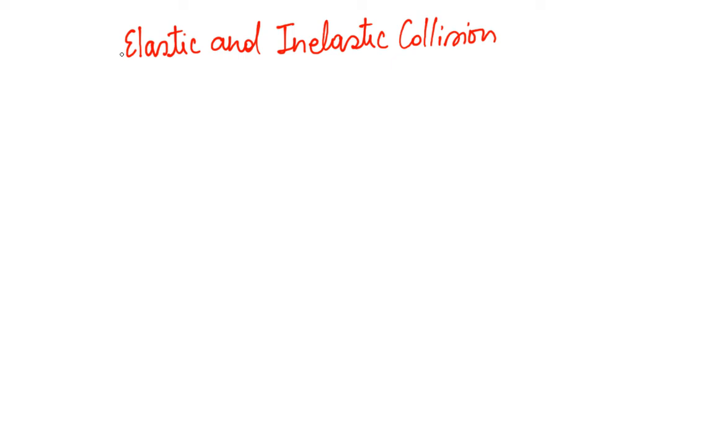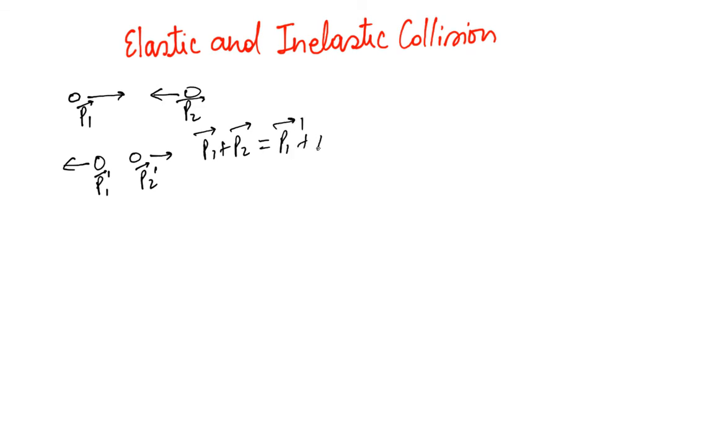Let's talk about elastic and inelastic collision in this lecture. So we have talked about conservation of momentum, and we have also talked that if you have a system in which, let's say, you have two balls, and let's say this guy has momentum p1, this guy has momentum p2, then if they collide and say, let's say, rebound backwards, so this is p1 prime and this is p2 prime, then p1 vector plus p2 vector should always equal p1 prime plus p2 prime.